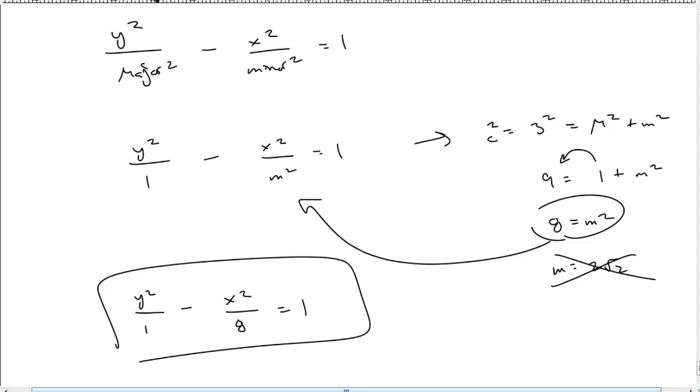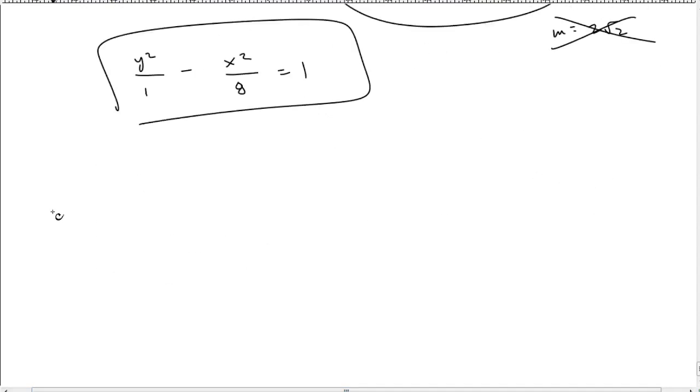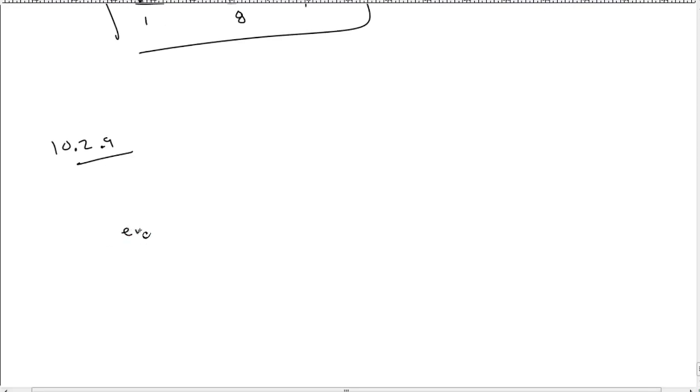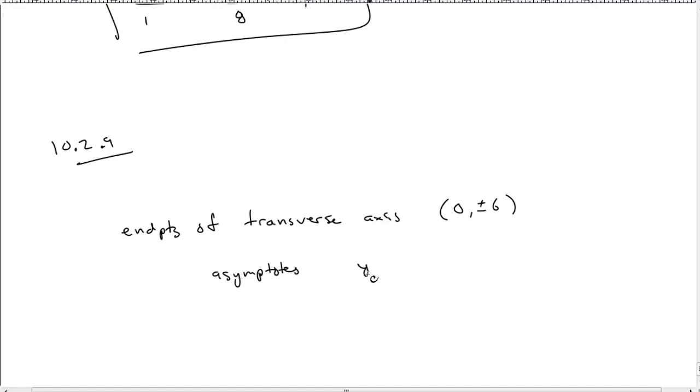Okay, now we're going to start talking about asymptotes. So we got 10 to 9. It says the endpoints, I'm going to write this out, the endpoints of the transverse axis. What is that? 0, comma, plus or minus 6. And they say that the asymptotes are, well, there's one asymptote that is y equals 2x. So this is one asymptote, is that right there, okay?